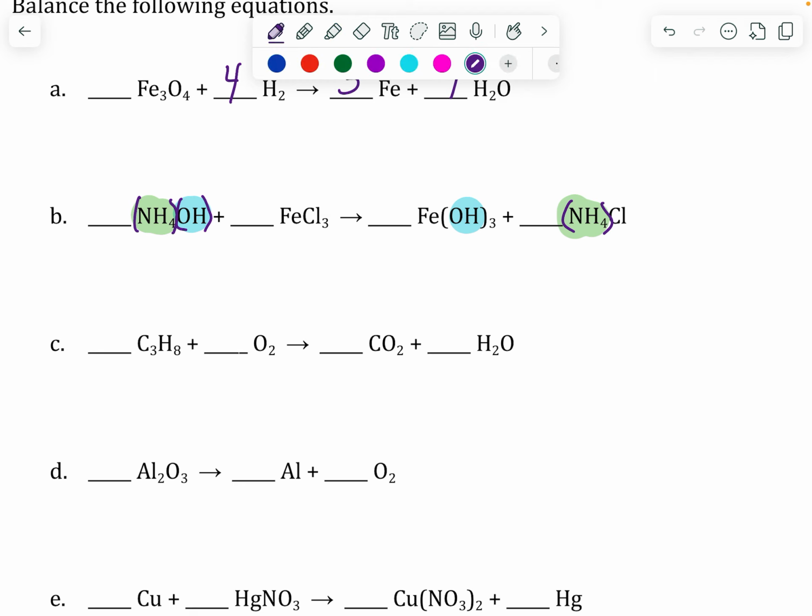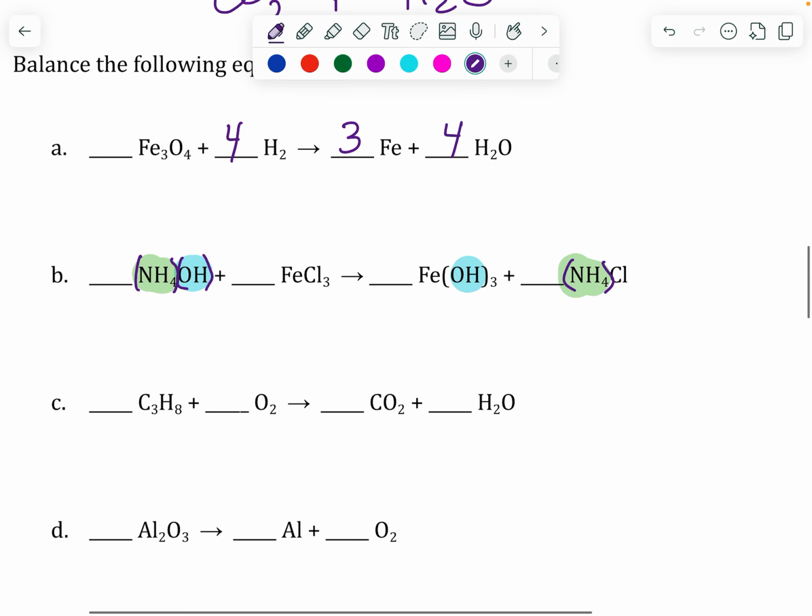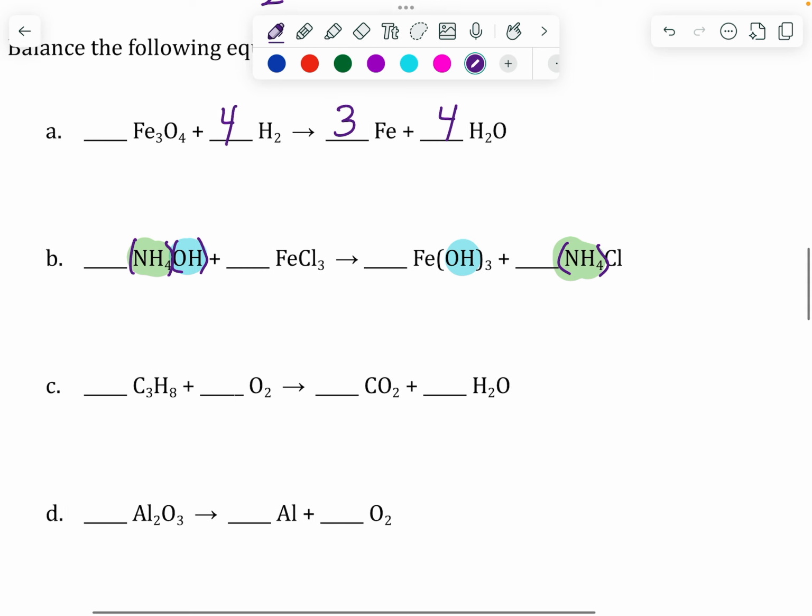So by doing this, we can do it exactly how we balance the one above, where we just put a number in front and it multiplies not this 4 and this 1 separately, but this whole thing. So as I work through, I can see I have one ammonium group here, one NH4 bundle, and I have one NH4 bundle on the right. And then over here I have one hydroxide bundle, and I have 3 on the right there. So I'm going to put a 3 in front.